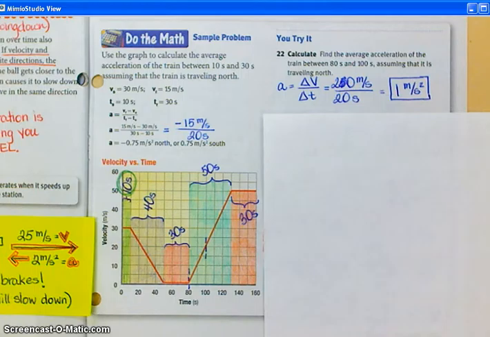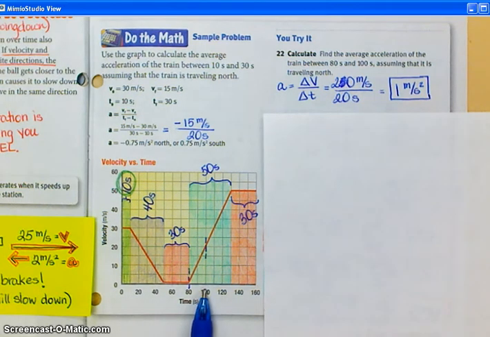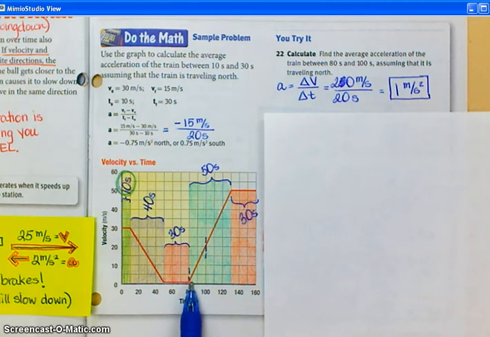Okay, so the first thing that we're going to do is we'll actually answer question number 22. We're looking at the part of the graph from 80 seconds to 100 seconds, and I have marked those with a dashed line here and here. Now, I'm looking at just that part of the graph. I notice that in this little part of the graph, my velocity changes from 0 at the beginning to 20 at the end of that little portion of the graph. So my change in velocity is 20 meters per second. I also notice that there is a change in time of 20 seconds as well.